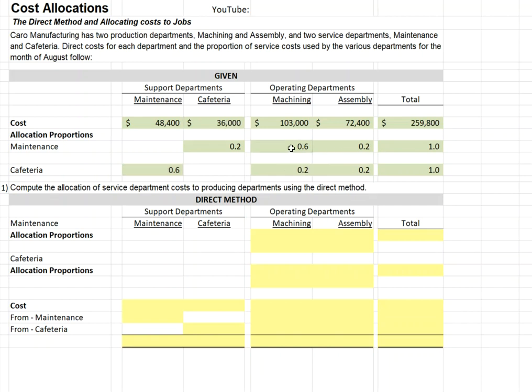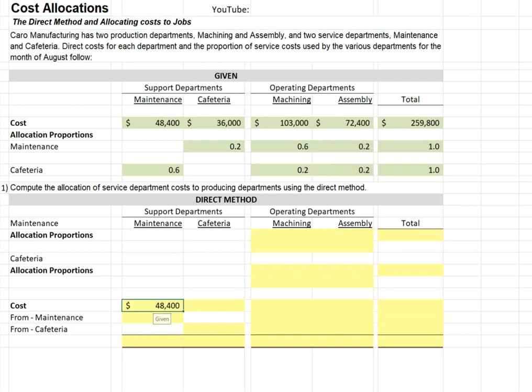We need to be careful in this problem. Since we are using the direct method, we will only use the proportions that are being allocated to the end user departments, the 0.6, the 0.2, the 0.2, and the 0.2. Let's go ahead and begin our problem.